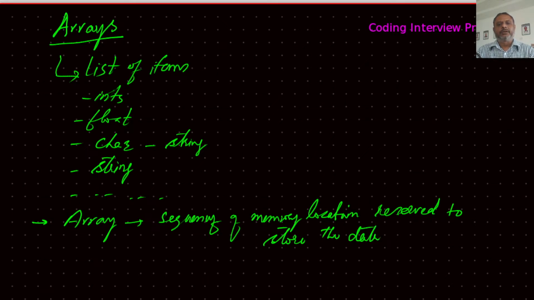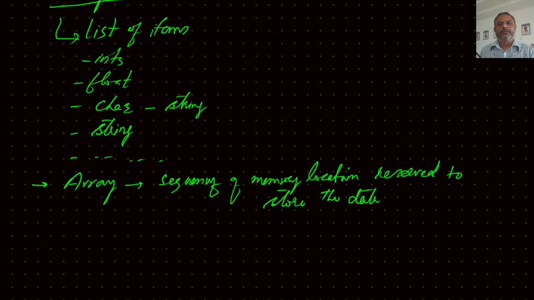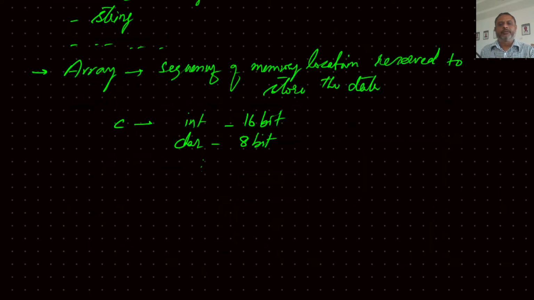So why do we have so many different types of lists? Because when it comes to memory, for each item there is a different memory requirement. Like in our C version, if you say integer, then integer is used with a 16-bit representation. When you say character, character is usually represented in ASCII code, so that needs an 8-bit representation, and so on. So various different things will have different size of memory requirement.